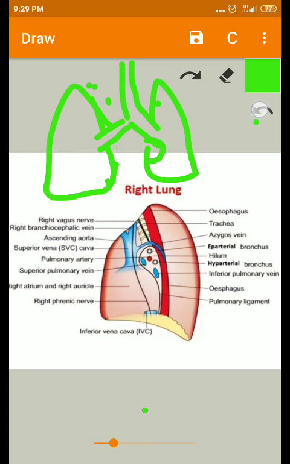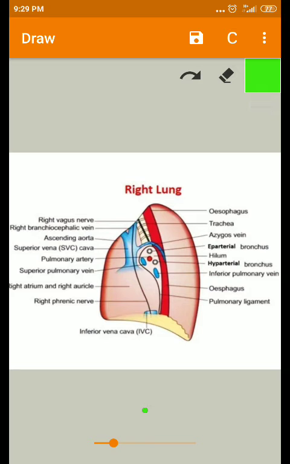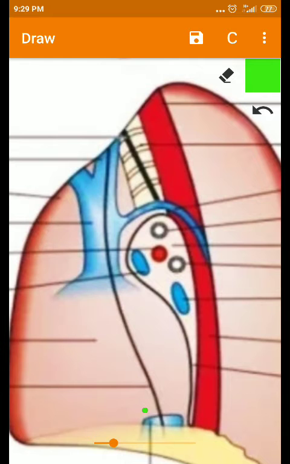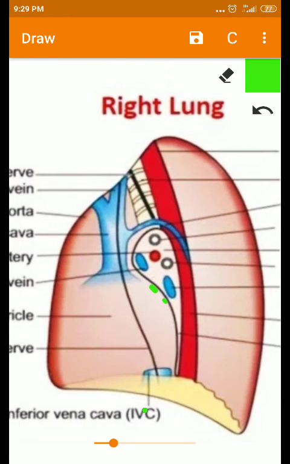Now we are going to see what are the structures related to the right lung. At the center you will have this part, which is called the root of the lung, and this elongated part is the pulmonary ligament. This one I have already explained. Through this root of the lung, some structures are passing in and some are passing out, and we are going to see the root of the lung separately.